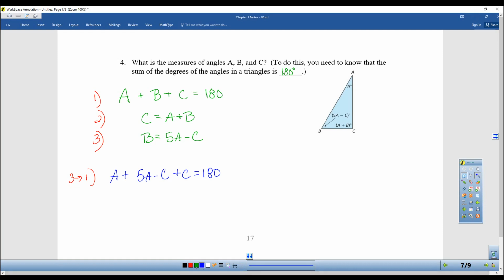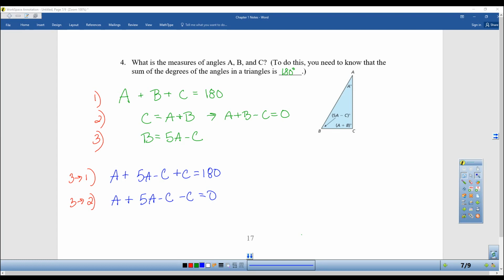And I'm going to convert this one a little bit. I'm going to change this to A plus B minus C is equal to 0. I like that better. And then I'm going to do the same thing. I'm going to put 3 into 2. So this is going to be A. And again, instead of B, I'm going to do 5A minus C is equal to 0.